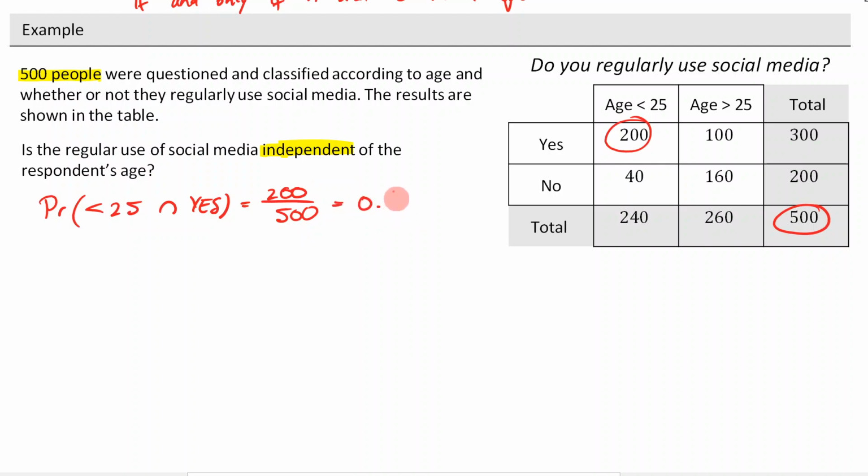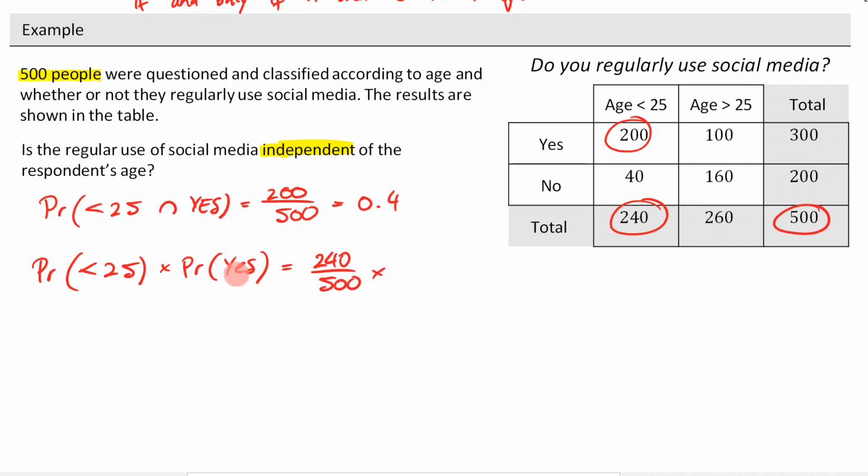And that is 0.4. Then the next thing we're going to do is go, all right, what's the probability of under 25 times the probability of yes? So the probability of being under 25 is 240 over 500. Then we're going to times that by the probability of saying yes, which is 300 over 500. And when we do that calculation, we get 0.288.